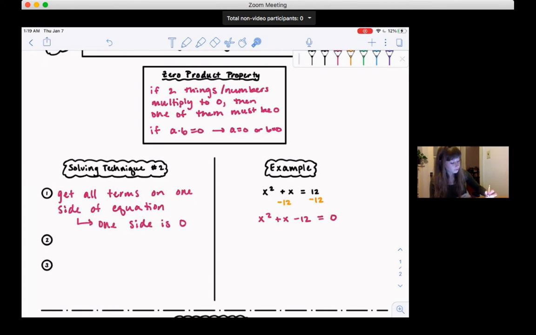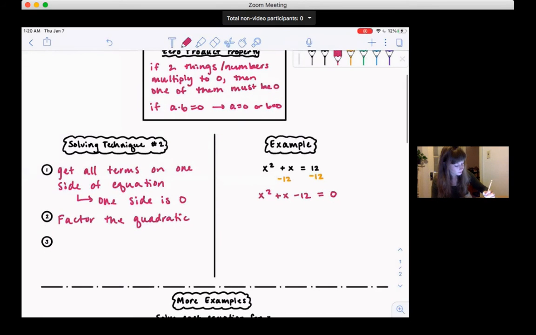Okay, now we've got a quadratic. It's equal to 0. The next step is to factor that quadratic. And this is just like when we learned factoring in the last unit. So we're going to factor the quadratic. So let's do that. We set up our factors. So we want to make the left side of our equation look like that. Two factors multiplied together. And we know that we need to find two numbers that are going to add to 1. This is 1x, so we need to add to 1 and multiply to negative 12.